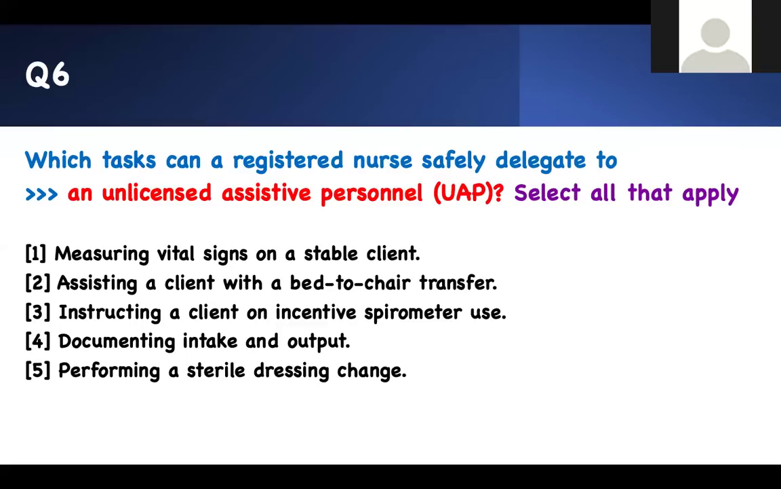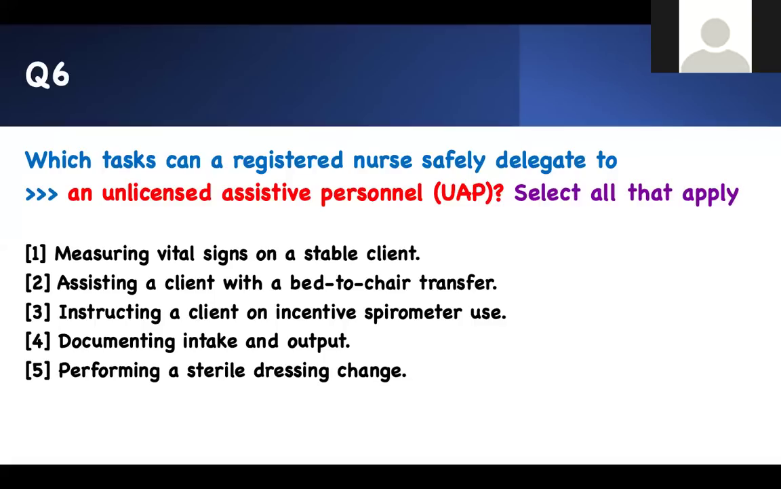Instructing a client on incentive spirometer parameters. You see the word there, instruction. I'm teaching you. They're not supposed to do that. Documenting intake and output. How much did you eat? How much came out from the Foley? Does not require thinking. Performing a sterile dressing requires thinking. Got to make sure, assess the wound, and make sure everything is okay. Therefore, which one?